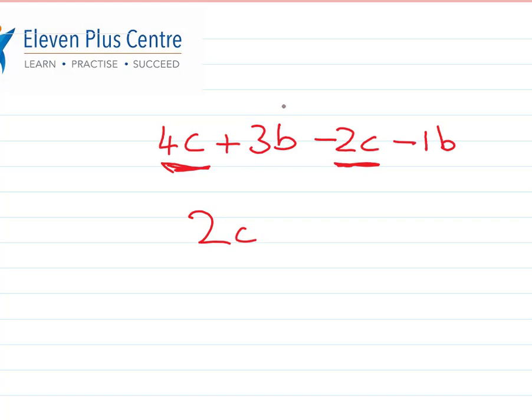And then we've got 3b. Let's put a circle around this one, and let's put a circle around this one because they're both the same. But 3b minus 1b makes a positive number because 3 take away 1 is 2. So plus 2b. And that's our answer. Okay, let's look at another one.